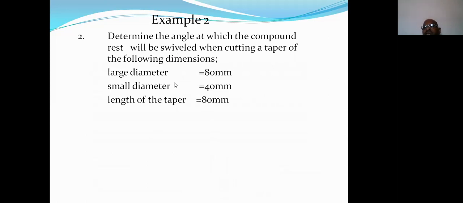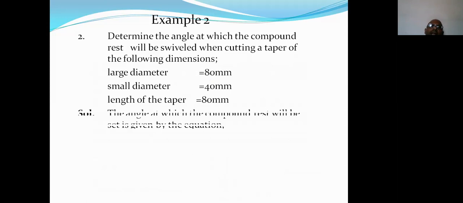The simple procedure: tan alpha equals half of the difference of larger to smaller diameter. That means 80 minus 40, that is 40 millimeter, and half of that is 20 millimeter. So tan alpha equals 20 divided by the length of the taper, which is 80 millimeter. So tan alpha equals 20 by 80, a constant value is calculated. Now by using the inverse trigonometric function, that angle is calculated.